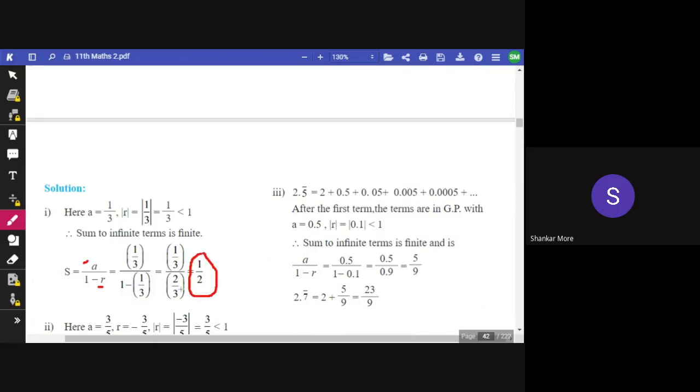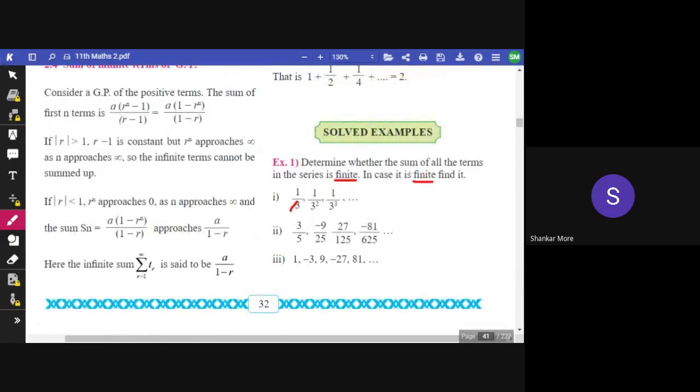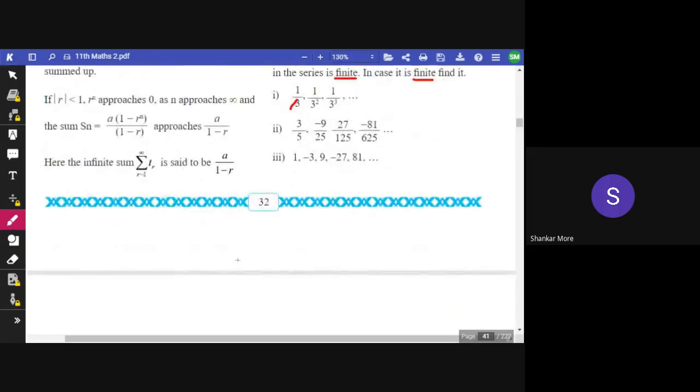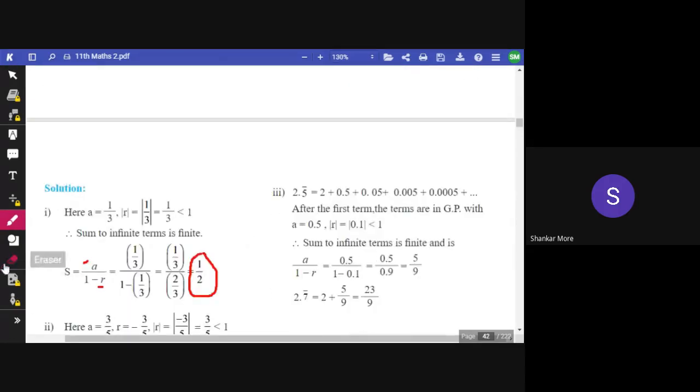So the summation is finite. Okay, so the sum of infinite terms is finite. What is the question they have asked us? Determine whether the sum of all the terms in this series is finite. The sum of the terms of this series or progression that we have been given, whether it is finite or not, we have to find out. If it is finite, then we have to find it. Okay, so for the first example we have found the sum, that is 1 by 2.